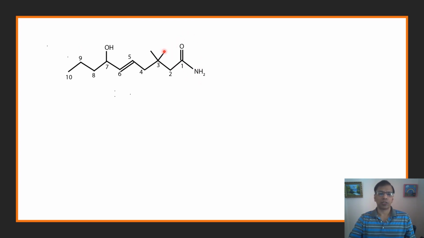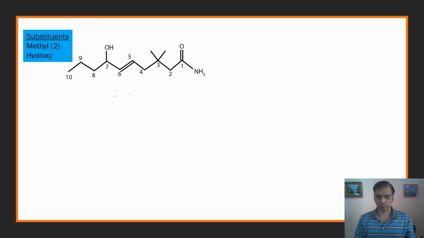There are two methyl groups in this case, so you'll use the word dimethyl. So let's list the substituents. There are two methyl groups on carbon atom 3, the OH group is on carbon atom 7, and the double bond is on carbon atom 5.